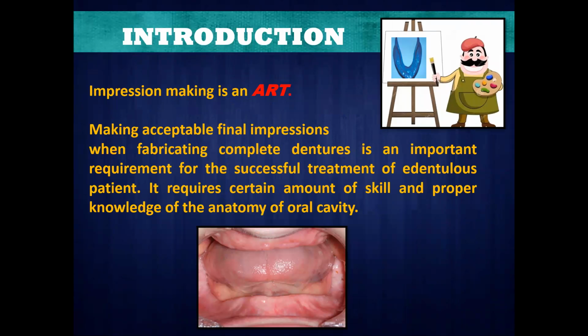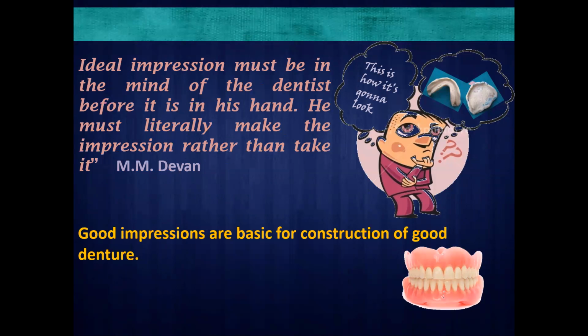Friends, as we know, impression making is an art. Making acceptable final impressions when fabricating complete dentures is an important requirement for the successful treatment of edentulous patient. It requires a certain amount of skill and proper knowledge of the anatomy of the oral cavity. As stated by M. Devan, an ideal impression must be in the mind of the dentist before it is in his hand. He must literally make the impression rather than take it.